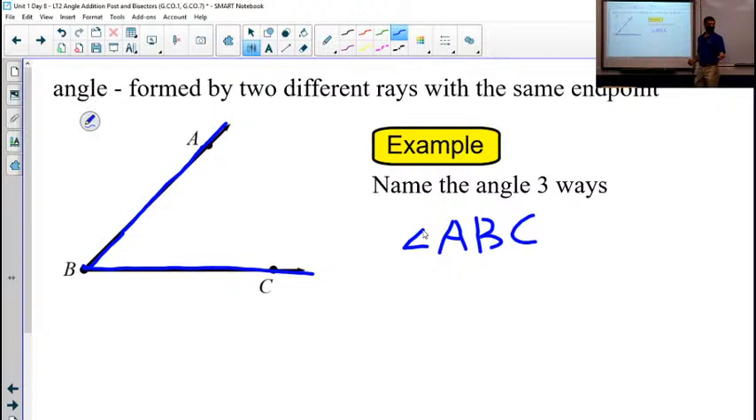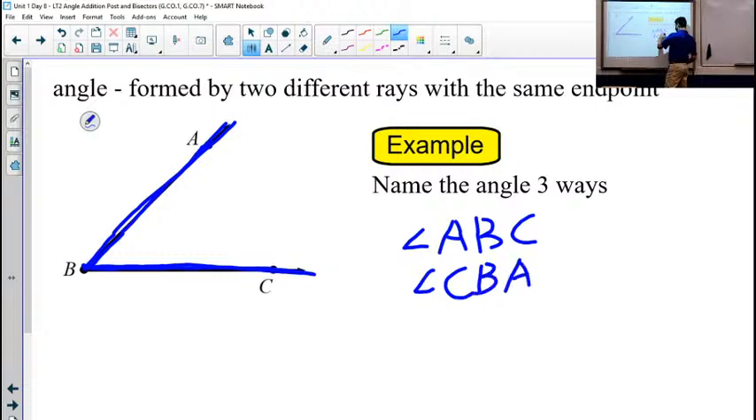Or we could draw it and trace it out the other way. We can go through C, hit B, and then come out through A, and name it the other way, angle CBA. So those are the two different ways we can name our angles.